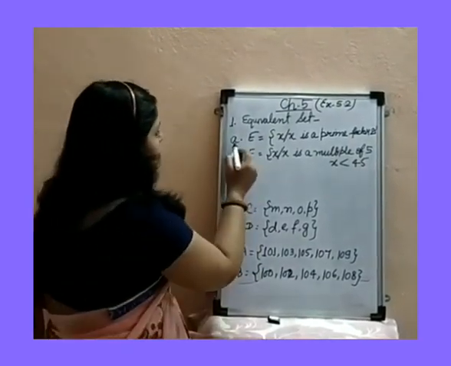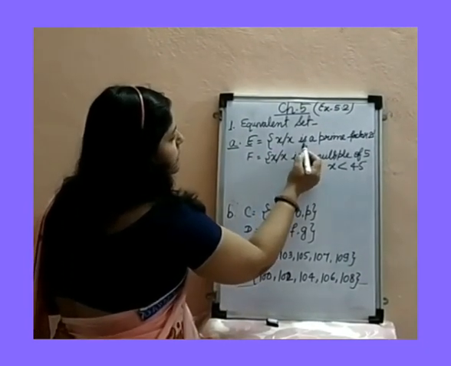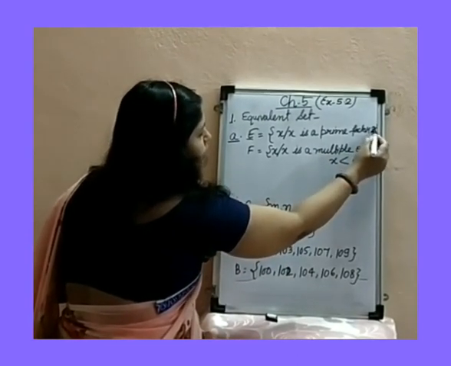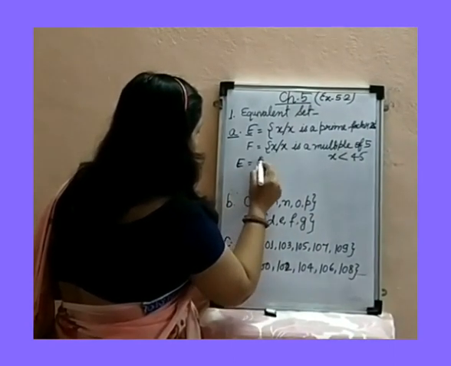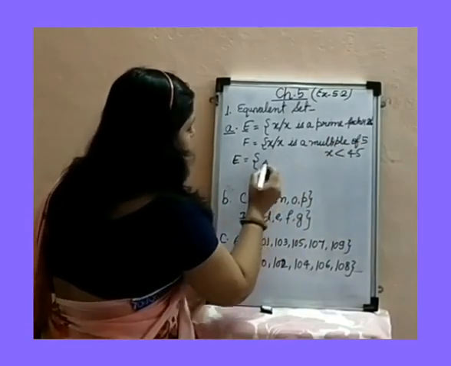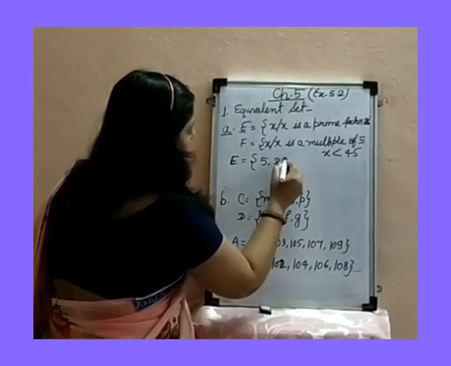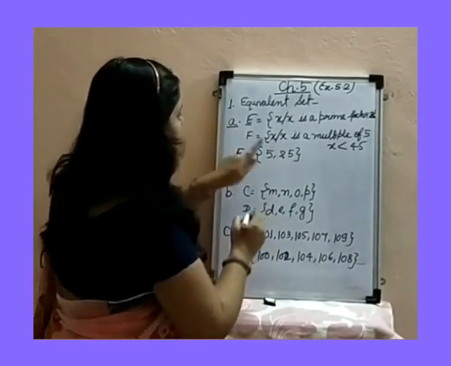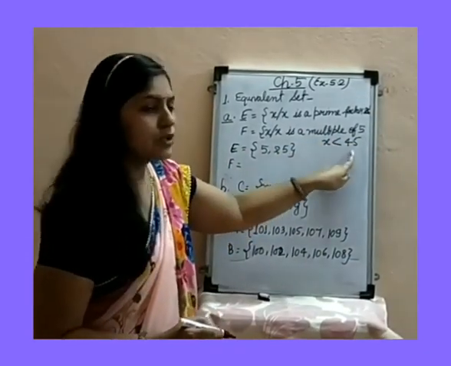So question number 1 is set E is x such that x is a prime factor of 25. So how many elements will come in set E? Prime factor of 25 means 5. Now set F equals x such that x is a multiple of 5 which is below 45.